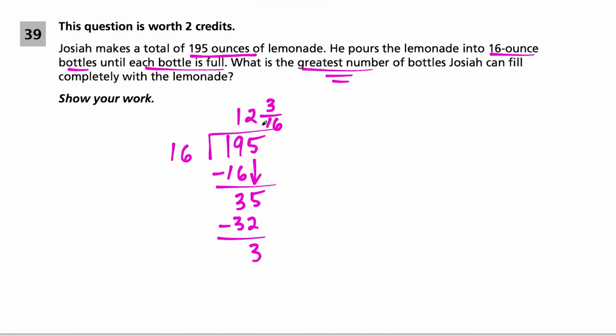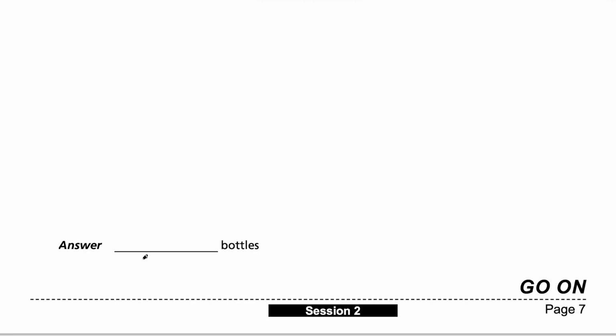But we have to think about this very carefully. We want to know what is the greatest number of bottles Josiah could fill completely. So that means that the remainder we're going to ignore. So we're going to say here that Josiah could fill 12 full bottles. Okay, so that is how many bottles Josiah could fill. So we'll just write our answer over here. Josiah could fill 12 bottles.